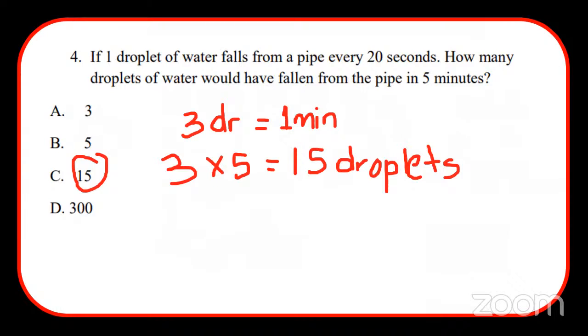We want to know then how many in 5 minutes. So 1 minute, there are 3 drops. 2 minutes, there is 3 times 2, 6. 6 drops. 3 minutes, there is 3 times 3, 9. 9 drops. 4 minutes, there is 3 times 4, 12. 12 drops. And 5 minutes, there is 3 times 5, 15, which is 15 droplets of water. All right. So that is one way really of coming up with this answer.